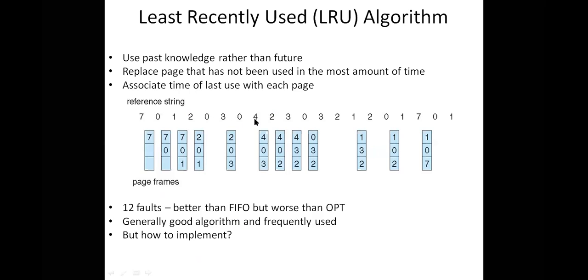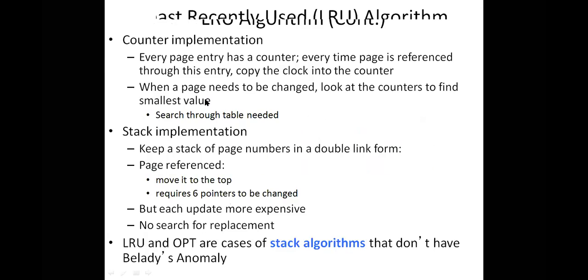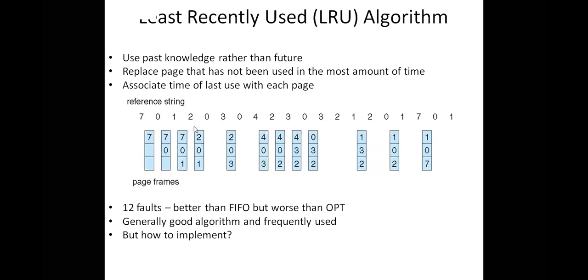4 is the page required, but there is no free frame. So 2, 0, 3 are in the main memory. You need to consider one page as a victim page. Before 4, just 0 you referred. Before 0 you referred 3, and then 2 you referred long back, compared to 0 and 3. So that is the reason why 2 will be replaced with 4.